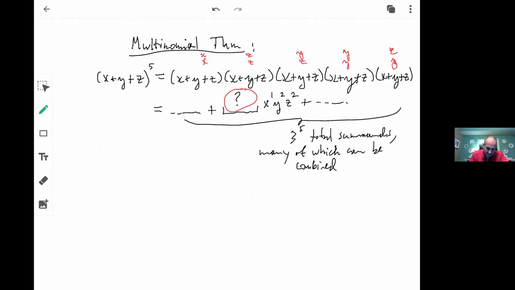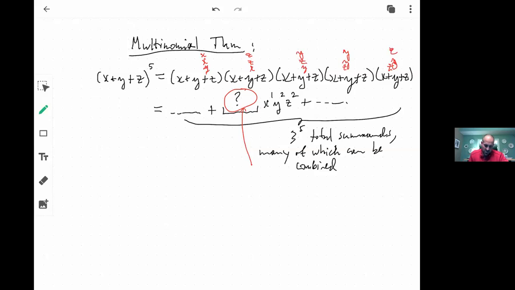And incidentally, I could have taken y from the first term, x from the second term, y, and then z. That would have been an x, 2 y's, and 2 z's. Okay, so this coefficient right here, if you think about it, each one of those contributes a 1 to the coefficient of x to the first, y to the second, z to the second.